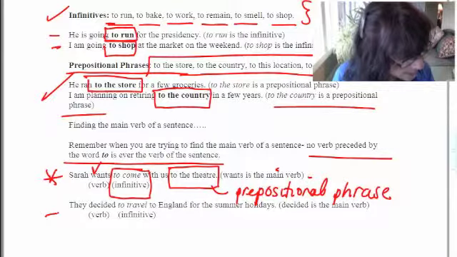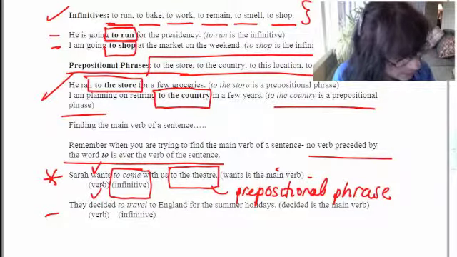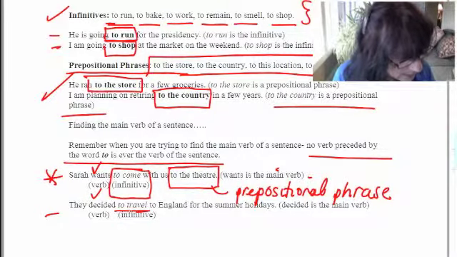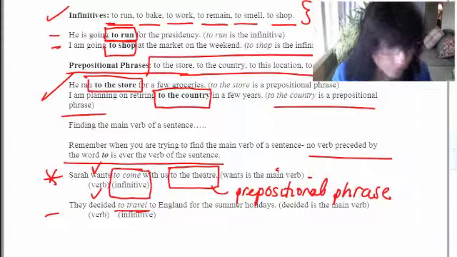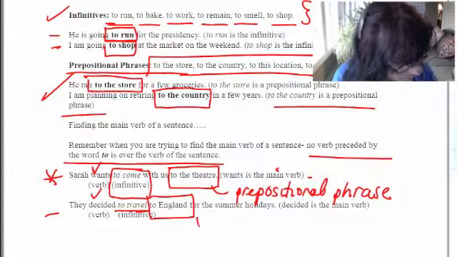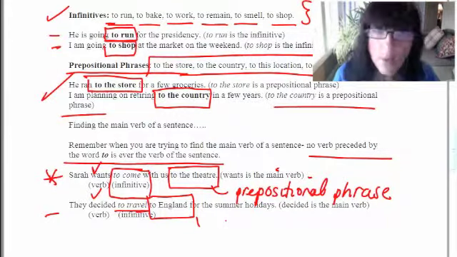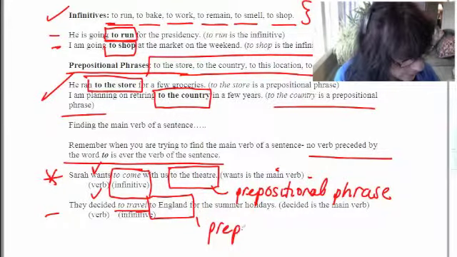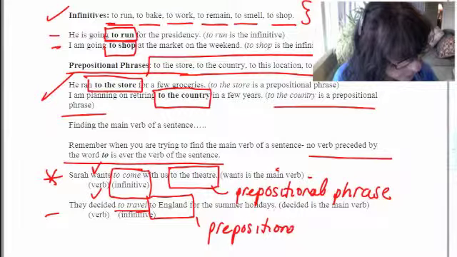In this one, they decided to travel to England for the summer holidays. The main verb is decided. So to travel is the infinitive because there's an action verb in it, but it's not the main verb. So that's the infinitive. And what about to England? Well, there's no action in that. England is a noun, so that becomes a prepositional phrase.